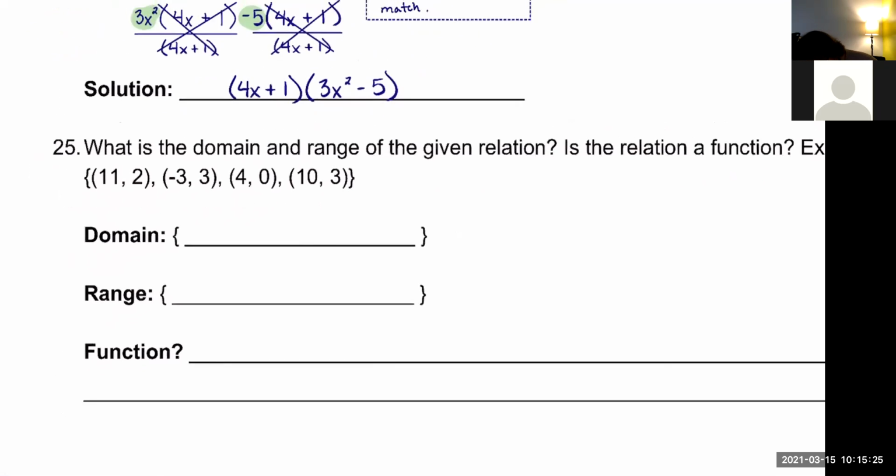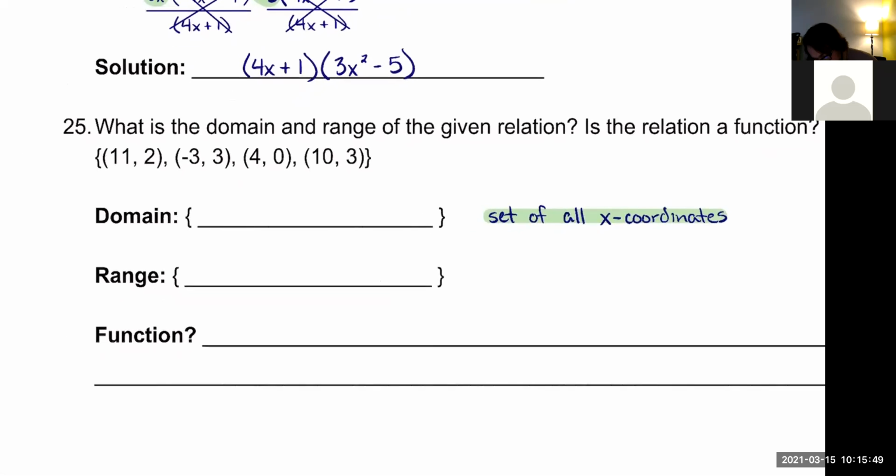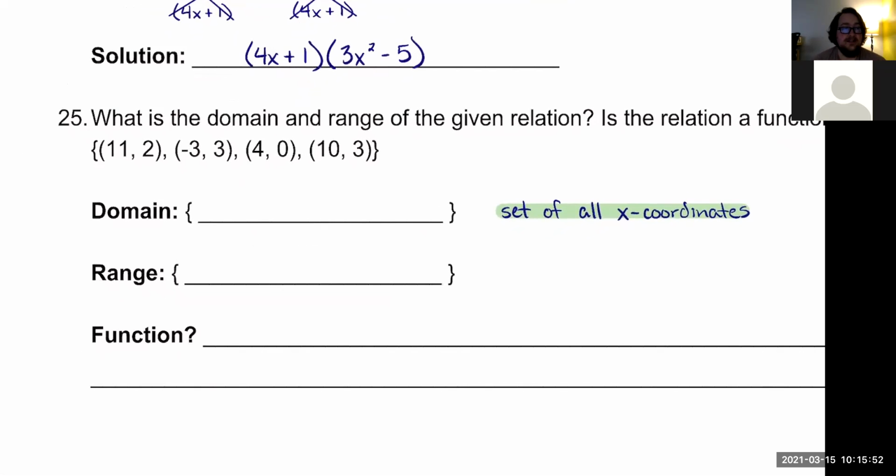Now, like I said, if you know the definitions of domain and range, finding them becomes fairly simple. So the definition of domain is the set of all x coordinates. Well, ordered pairs all have x coordinates. And in this case, what are the x coordinates that we see? 11, -3, 4, and 10. There's your domain.